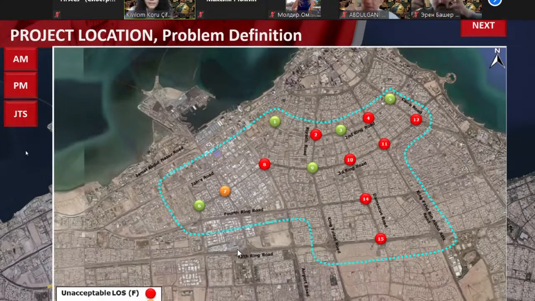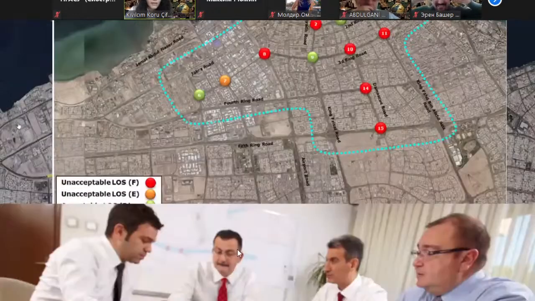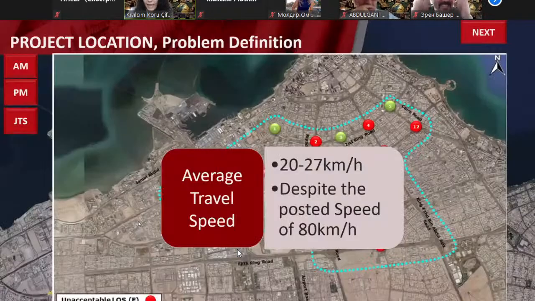So what we have found was, although the roadway allows a speed of 80 kilometers per hour, with the real use of drivers and considering the whole flow, it is only 20 to 27 kilometers per hour. So this was the problem definition we gathered at the end of our traffic survey. So journey time has lowered a lot. So we need to upgrade. We need to come up with a solution to solve this issue.